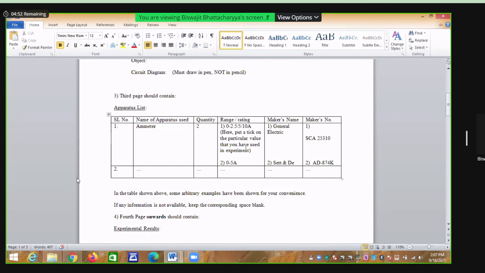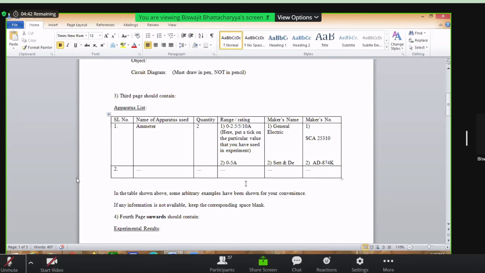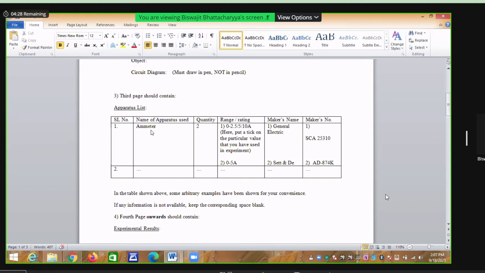If you take 0 to 10 ampere, put a tick on 10 this way. But if it is a single range ammeter, you need not put any tick because you are using that range. Then maker's name, if you know, if it is found, no problem. Otherwise, skip this thing. Maker's number, you can skip it because right now you don't know this thing.